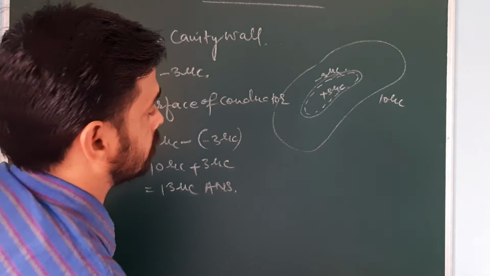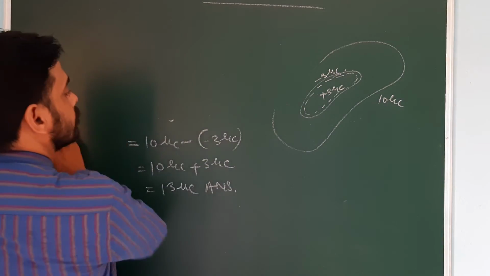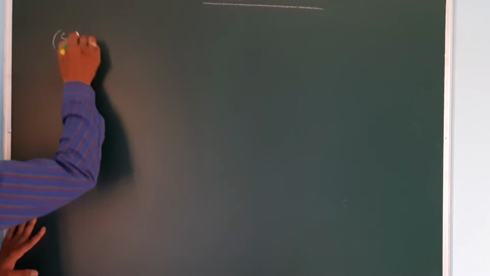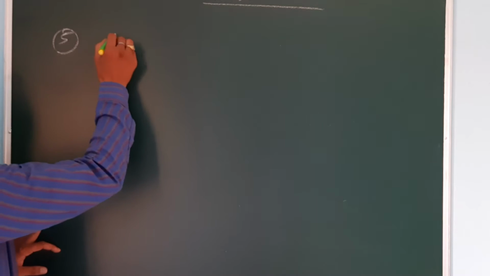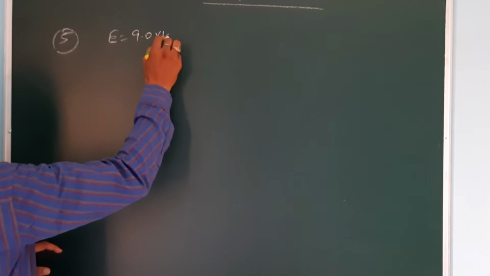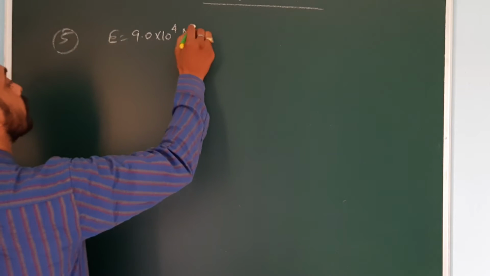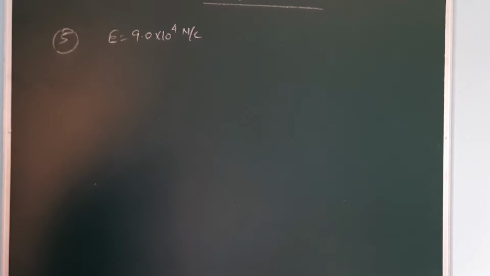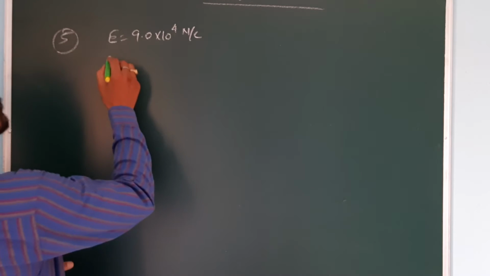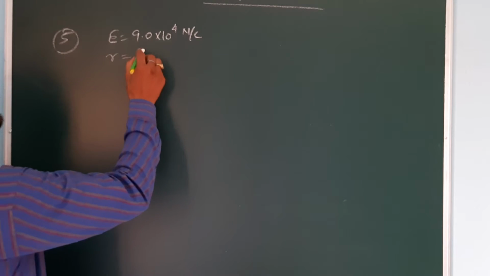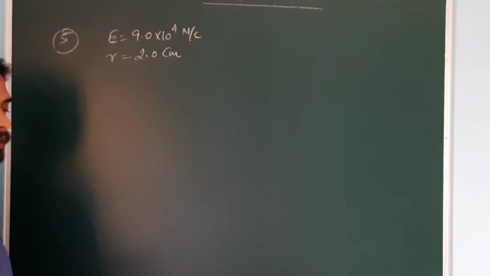Okay, yes. Now see question number 5. Very important question. An infinite long line charge produces an electric field of 9.0 into 10 power 4 Newton per coulomb, right? At a distance of 2 centimeter. R is 2 centimeter. Very good.